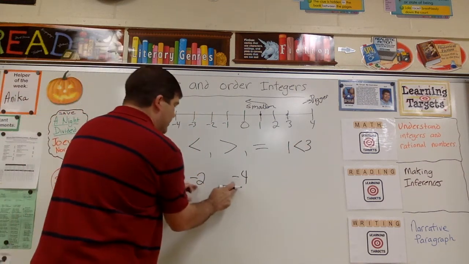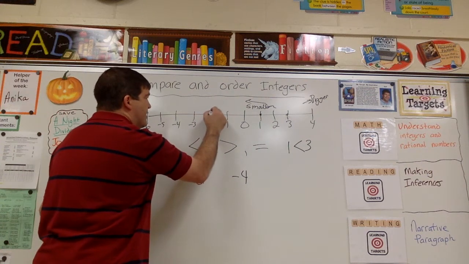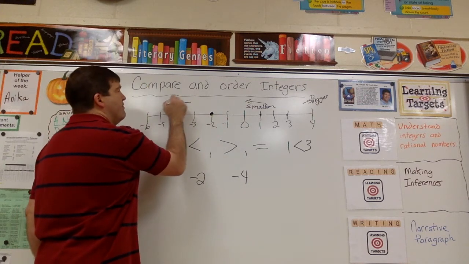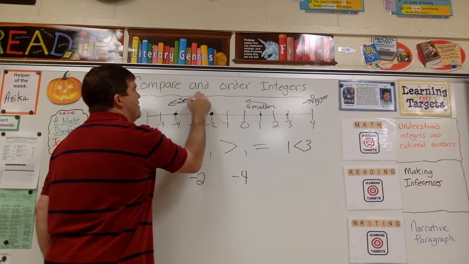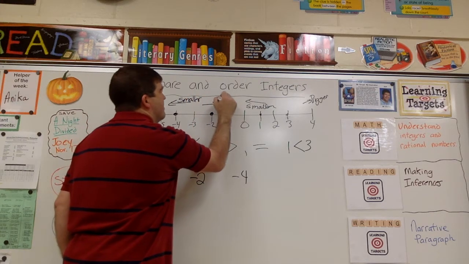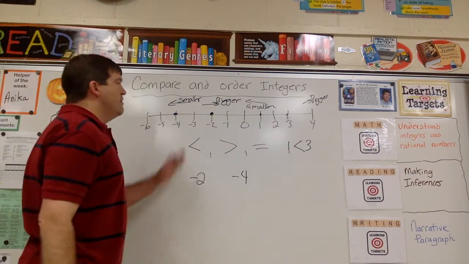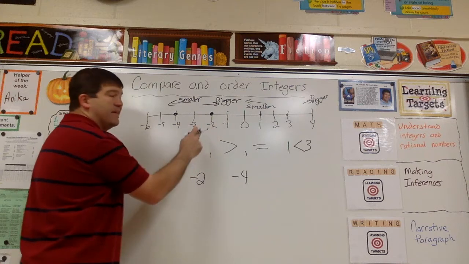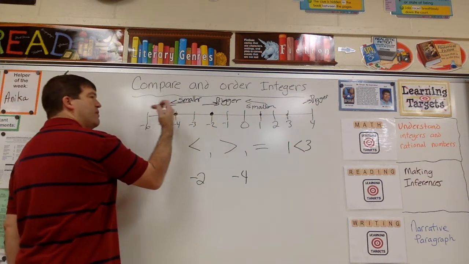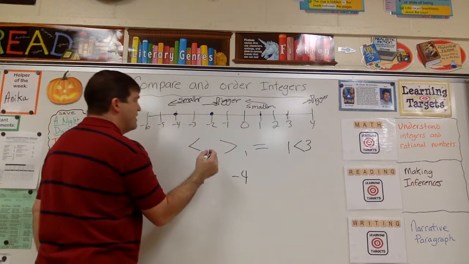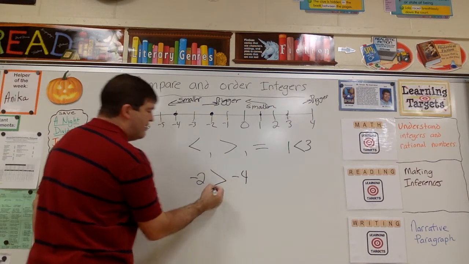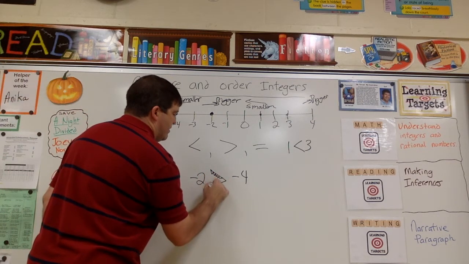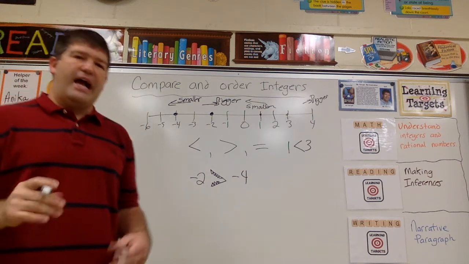Now, negative numbers. I'm going to plot these two. -2 is right here. -4 is right here. We stick with this method. If it's going this way, it's smaller. If it's going this way, it's bigger. Anything from here this way is bigger than here this way. So, -2 is actually bigger than -4 because -4 is this way. So, I would say -2 is greater than -4. Which is opposite of what you think.